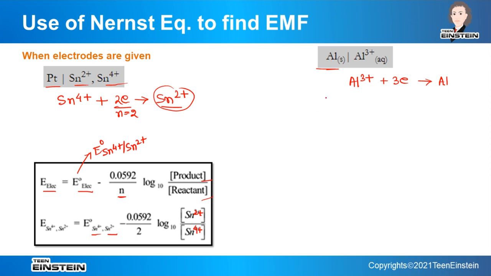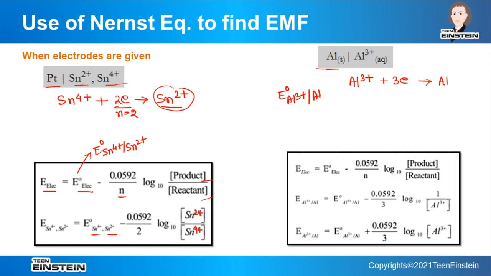So now if the value of E0 of Al3+/Al is given, we can put it in the Nernst equation. So E cell equals E0 cell minus 0.059, sometimes it is written 0.0592, that is not important, then divided by n. So n is here 3.